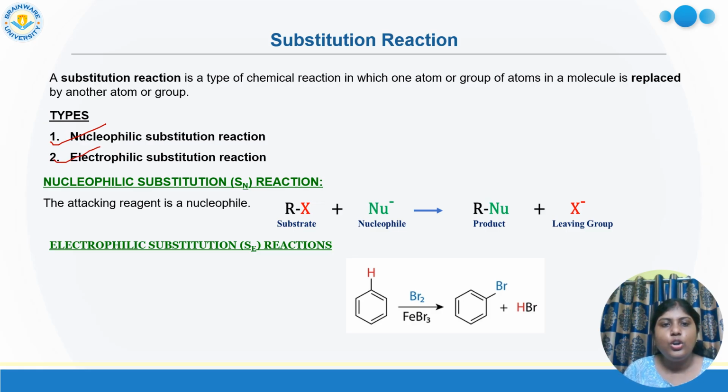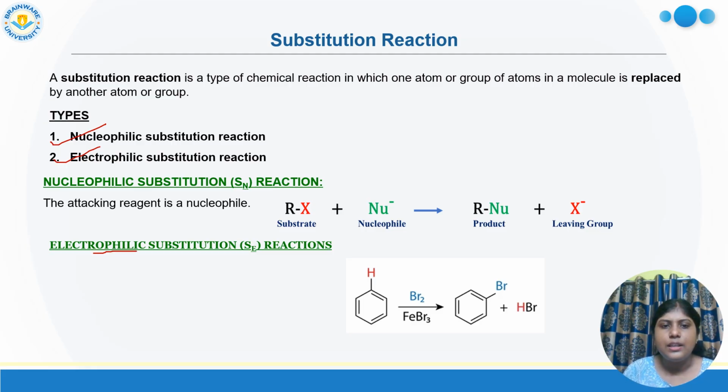Now, nucleophilic substitution reaction. Here the attacking agent is a nucleophile. Suppose an alkyl halide is a substrate and it is treated with a nucleophile. Then R-Nu is the product and this X minus is the leaving group.